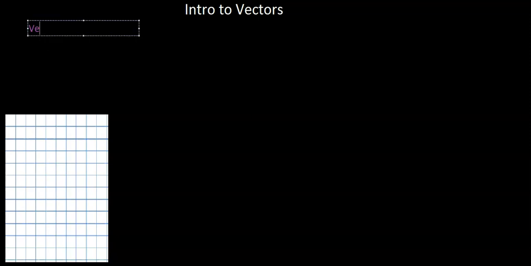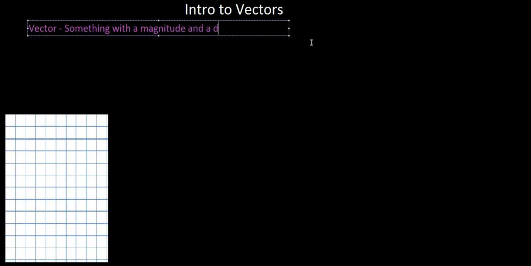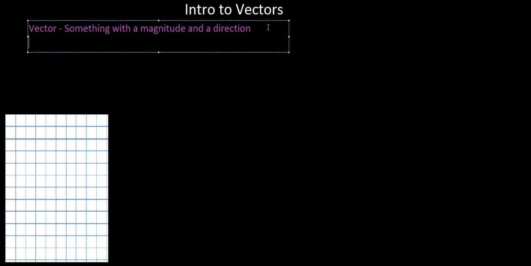A vector is just something with a magnitude and a direction. And if that seems confusing, just bear with me, and hopefully by the end of this video, it will make perfect sense to you. So let's go from there and define magnitude.